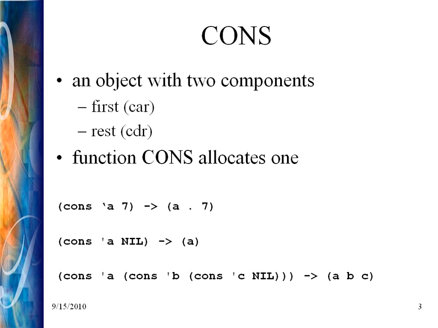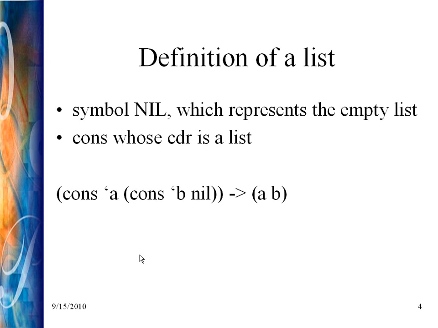And you can build a list by taking conses of conses of conses, with the last cons having a value and then pointing to nil. So this is the list ABC. And we could do this just as well with the function list if we wanted to.